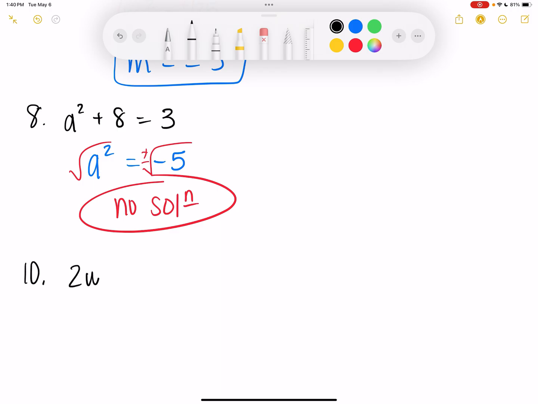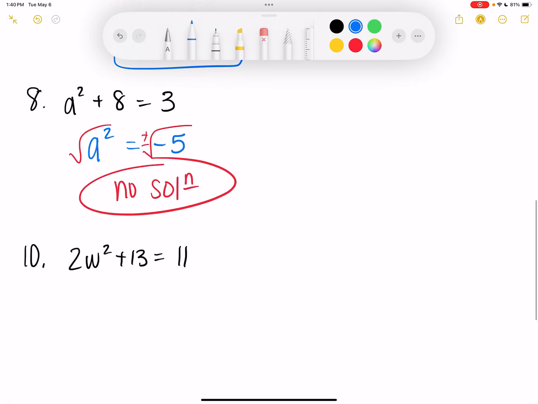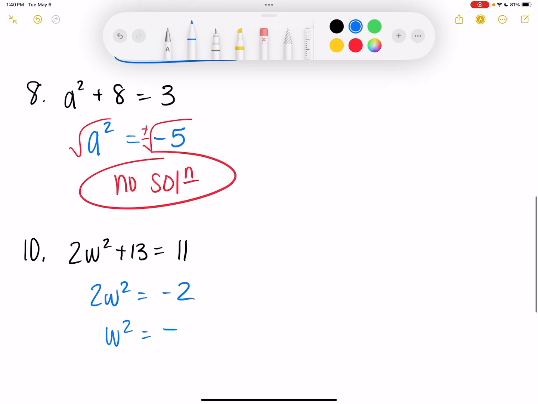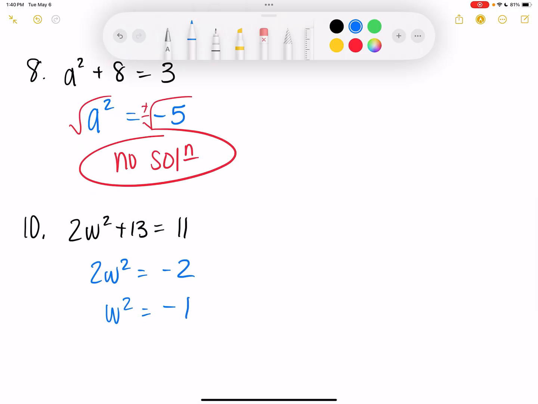10. 2w squared plus 13 equals 11. What do I do first? Subtract it. So I get 2w squared equals negative 2. Now what? Divide by 2. So w squared equals negative 1. Now what? Square root, but no solution, because you can't have the square root of a negative number. It's a non-real number.